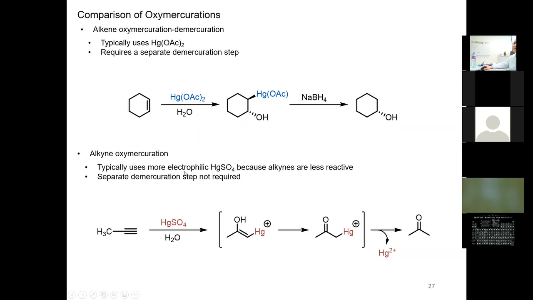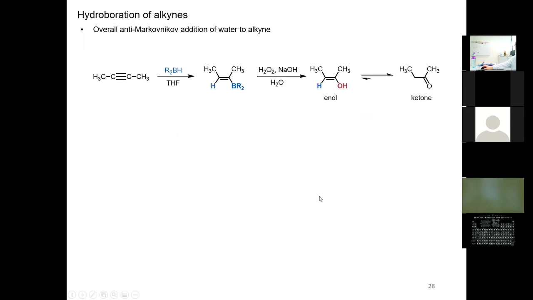And because it is less reactive, we need to use more electrophilic, more electron deficient mercury sulfate as catalyst. Okay, and as I mentioned, another difference is that for the alkene, you need a separate demercuration step, but for the alkyne, you don't need a separate demercuration step. And because of that, the mercury can be used in a catalytic amount.